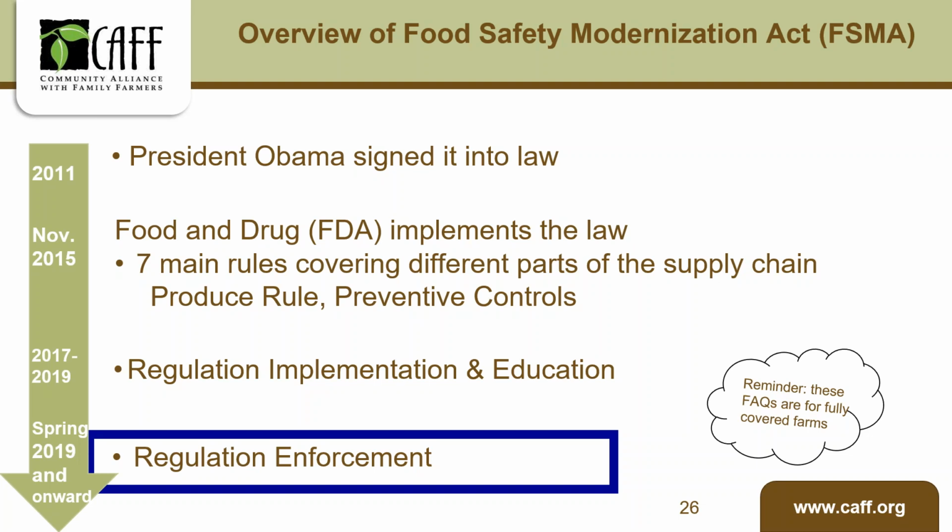The 2 main parts of the law or rules that apply to farms is the produce rule or the produce safety rule, which applies at the farm level, and then possibly the preventative controls rule, which applies for some farm level processing or other activities. And then right now we're in this kind of regulation and enforcement, the beginning of it, but also still continuing education and helping farmers and everyone involved in this get up to speed on what they need to do and where their farm falls under this. And then a reminder that the FAQs that we're about to go through, our answers are framed for farms that need to be in full compliance with the law.